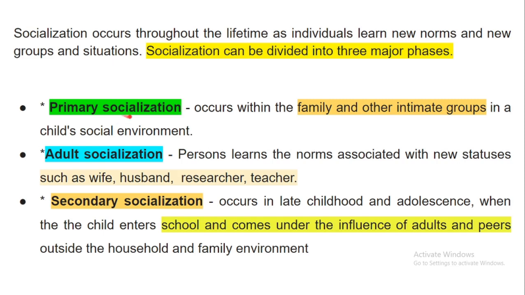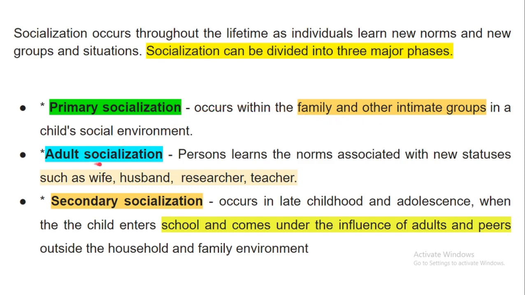Now primary socialization, okay, socialization divided into 3 phases. Primary socialization, so primary socialization क्या होता है, occurs within the family and other intimate groups. So ये जो primary socialization होता है ये occur होता है within family में and intimate group जो हम लोग के बहुत closely related है हम लोगों से in a child social environment. जो एक बच्चे का सोशल एनवायरनमेंट के साथ क्लोजली रिलेटेड होता है, ये फैमिली से हम लोग प्राइमरी सोशलाइजेशन सीखते हैं.